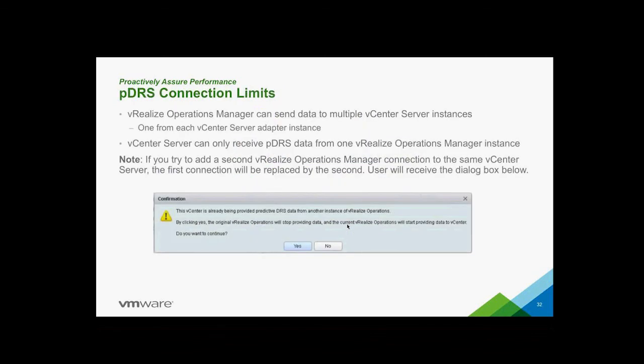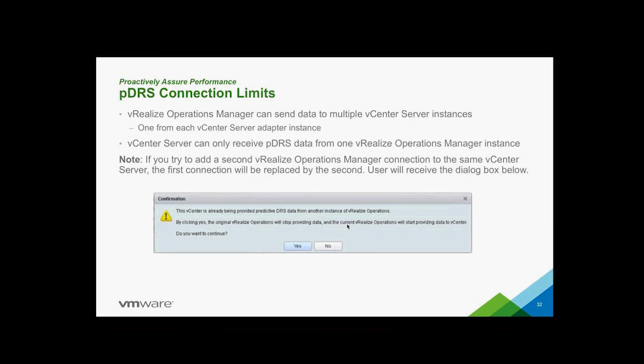There are connection limits, so it's important to understand this. vRealize Operations Manager can send data to multiple vCenter instances, as we know. But a vCenter server can only receive data from one vROps instance. So let's say you have a vCenter server which, for some joy or fun, you have registered to multiple vROps instances. The vCenter can only receive data through one vROps instance for doing predictive DRS and not from multiple, because you do not want a split brain scenario for sure.